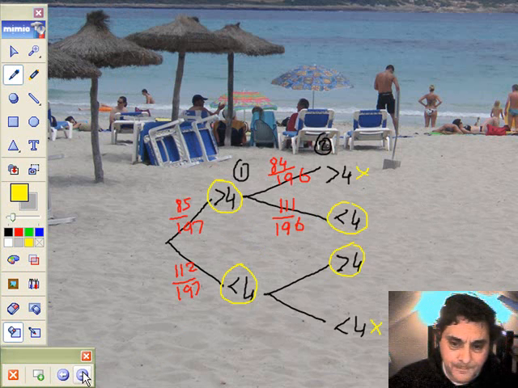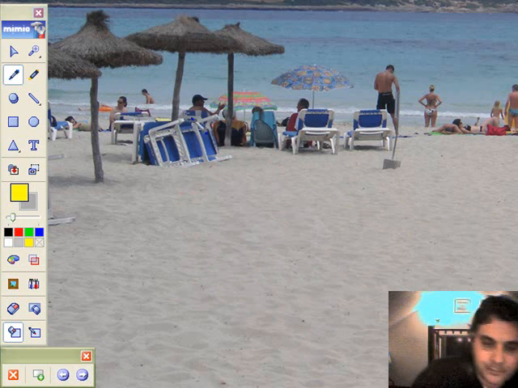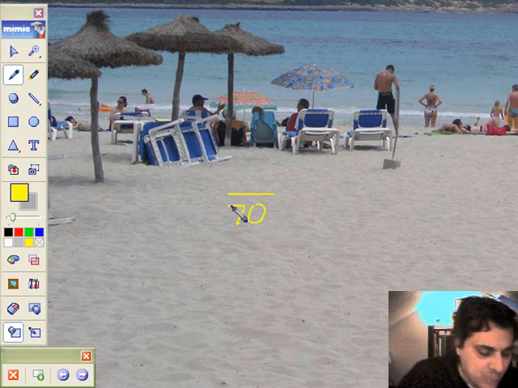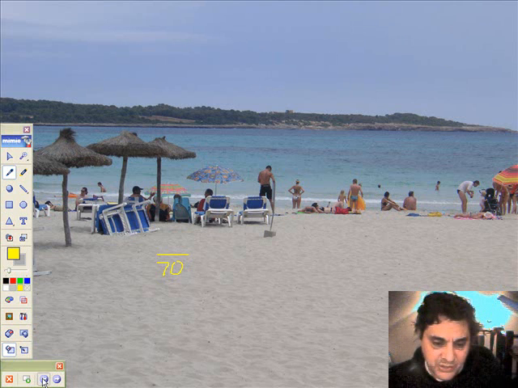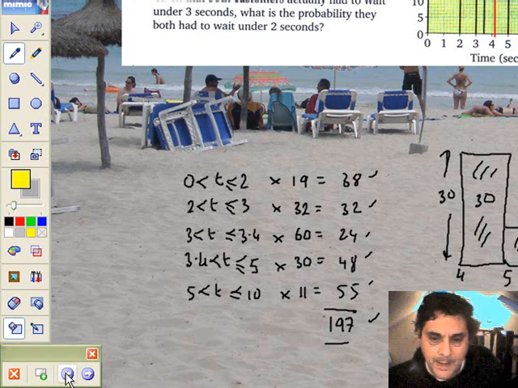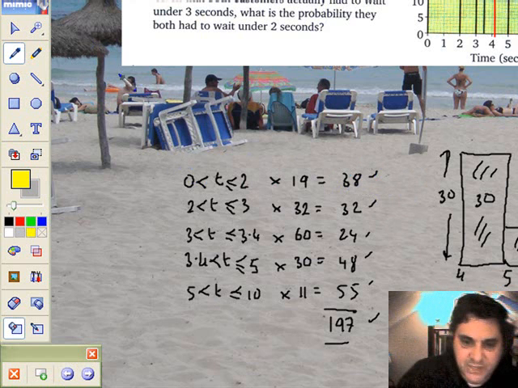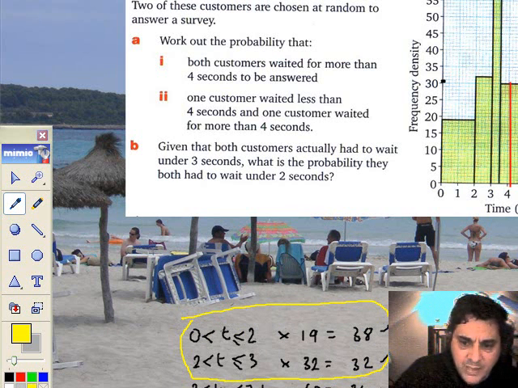So let's flick on. Right, I've got 70 people. Do it in big bold red. Now, out of those 70 people, I have 38 who waited under 2 seconds. Let's just flick back and be absolutely sure that's true. Right, there they go. I've got 38 who waited under 2 seconds. Alright, so let's just mark this up then. This is where we're heading at the moment. We've got 70 people, and these 38 waited under 2 seconds.